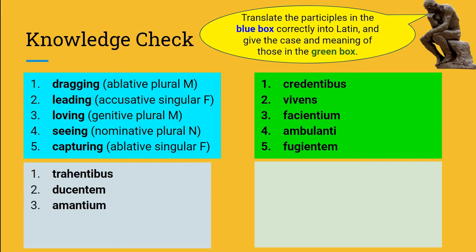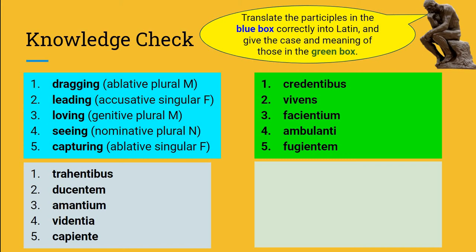Loving here will be amantium, because we've made it genitive, plural and masculine. Seeing here will be videntia, because it's nominative, plural and neuter. Watch out for those nominative plurals ending in A. And capturing here will be capiente, as it's ablative, singular and feminine.